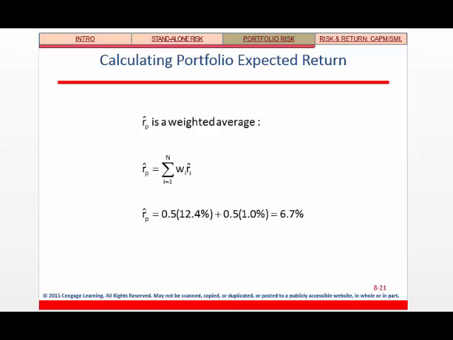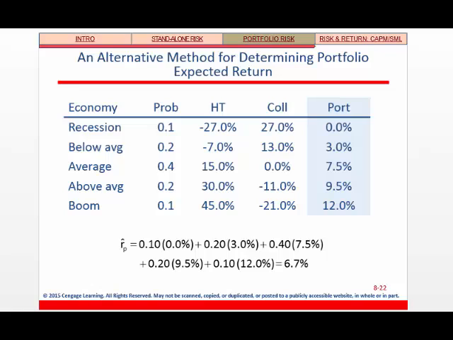Here's the weighted average. In this case you have 50-50, high tech and collections. You add those together and you're going to get an expected return for the portfolio of 6.7%. Now there's another way that you can do that, using the different states of the economy, like recession, below average, average, above average, and boom. And that shows you that you can do it this way as well, but you get the exact same answer.